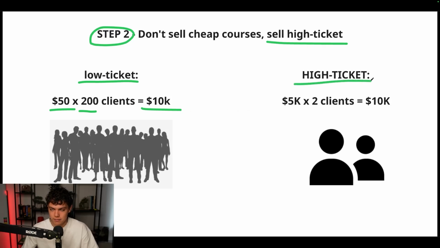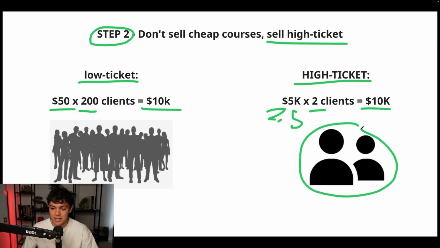But with high tickets, it's very easy. Two clients, listen, 2 clients paying you 5K, that's already 10K. Or 4 clients paying you 2.5K, that's already 10K. And also the best part about selling high ticket is that these people who join your mentorship, your program, are most likely to succeed. They're most likely to give you a testimonial that will give you more money in the long run because these people are committed.